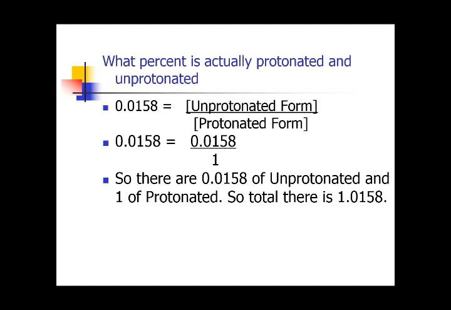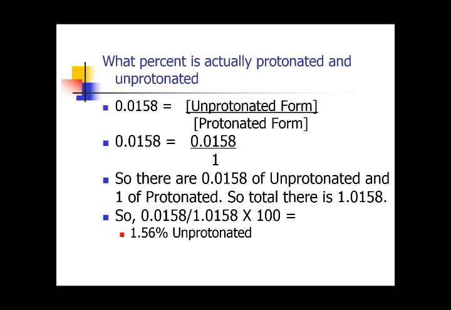So in total, there's 1.0158. Remember, I'm talking about percentage. Well, 0.0158 over 1.0158 times 100 equals 1.56% unprotonated, 98.4% protonated. That's it.